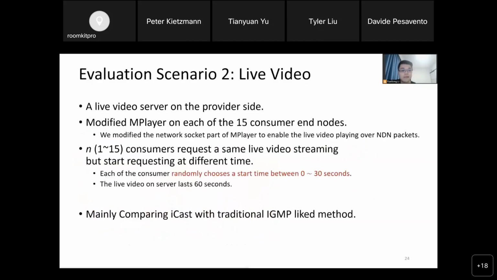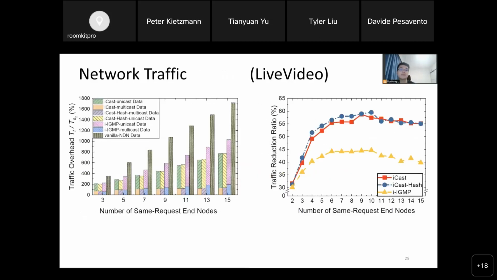In the second scenario, we deploy a live video server on the provider side. We modified the network socket part of mPlayer to enable live video playing over NDN packets. In this scenario, the live video on the server lasts for 60 seconds. N end nodes request the same live video streaming, but start requesting at different times. We measured the network traffic overhead and the traffic reduction ratio. The results show that ICAST has the minimum traffic overhead.